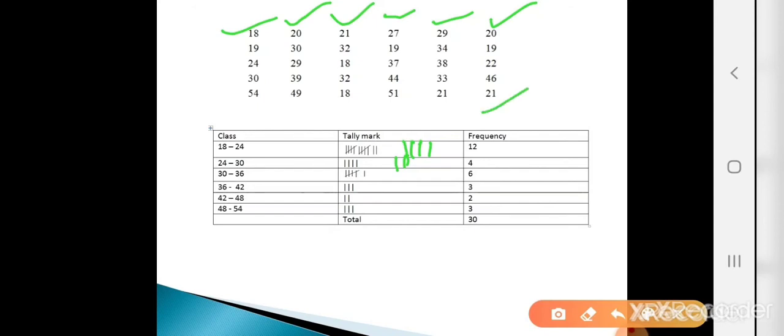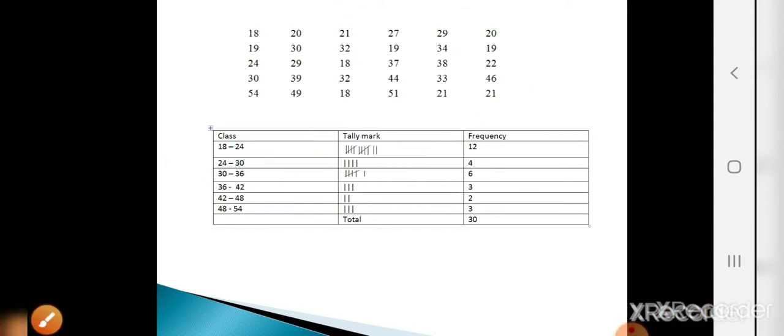Okay, but this classification is exclusive classification. So if an observation, for example this 24, is equal to the upper limit, it is not included in this class, it is included in the next class. So this 24 lies in the second class, not in the first class. Okay, so this is the continuous frequency distribution. So in the last column, just write down the corresponding frequency.